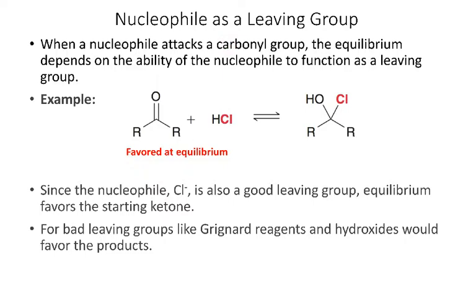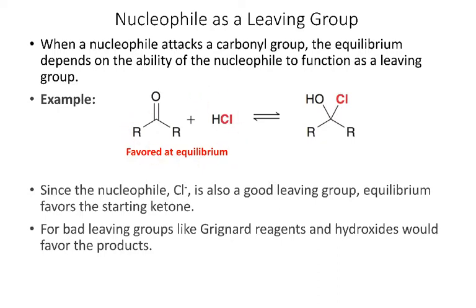So in this reaction, the reactant is actually favored because our nucleophile in this case is a very good leaving group. Right? Cl- is not a strong base, so it's very stable in solution, and so Cl- acts very well as a leaving group. When the nucleophile also acts as a good leaving group, very often the reactants are going to be favored.